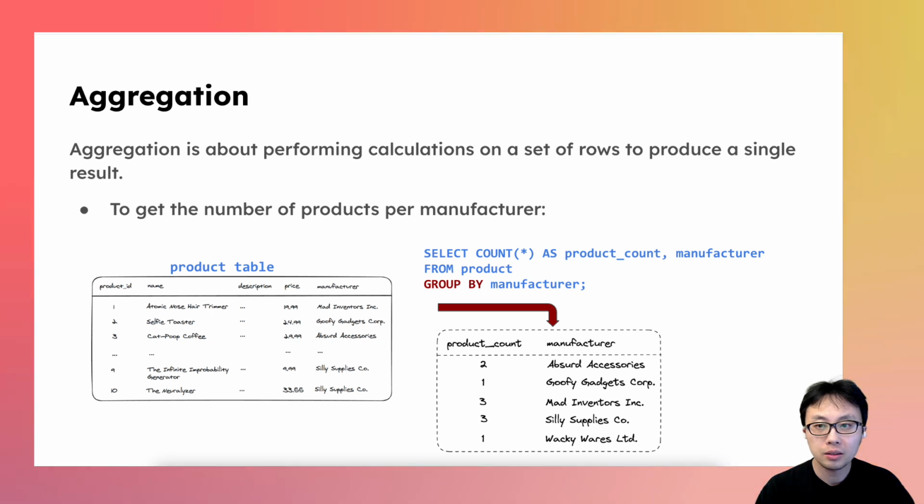In this example, we grouped the rows in the product table by manufacturer. After that, we applied the count function to count the number of rows in each group. That's why this query helps us achieve the given goal. Now you know what group by does, and how it is used in concert with aggregate functions. Let's talk about what you need to pay attention to when it comes to aggregation by groups.